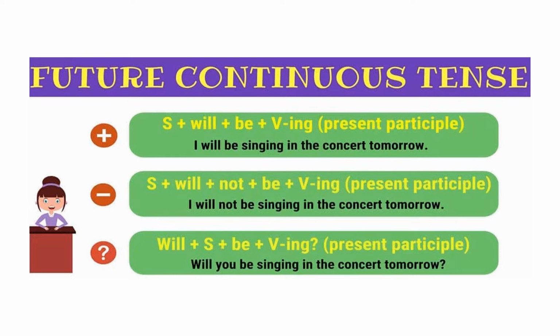The same thing if you have to put it into an interrogative sentence, okay, it will always start with will, then the subject, then we'll have to add be plus the verb followed by ing. So that will become, will you be singing in the concert tomorrow? Very clear, children? Please follow this rule. It will be easy for you all to understand how to frame sentences with positive, negative, and into an interrogative sentence as well.